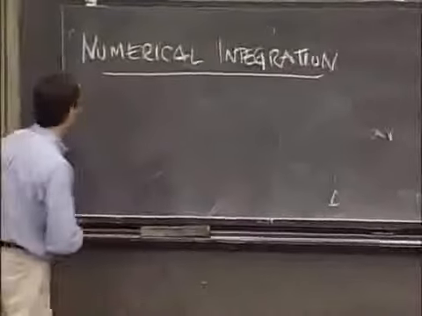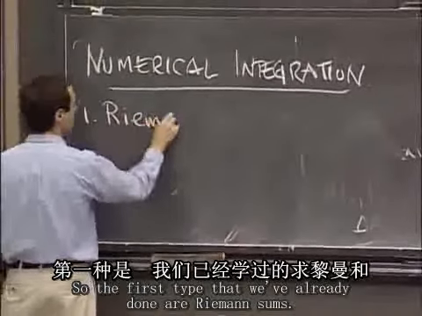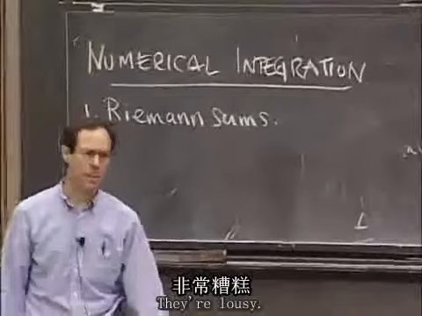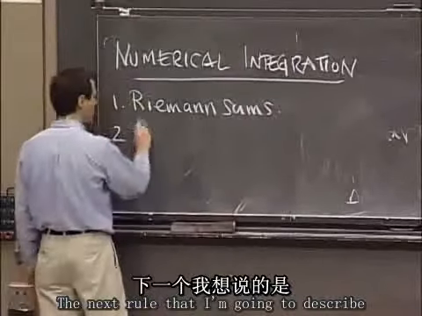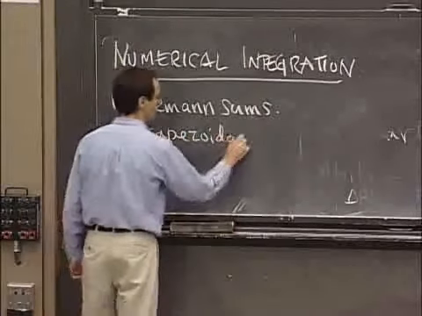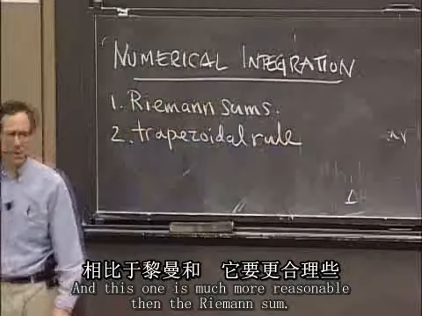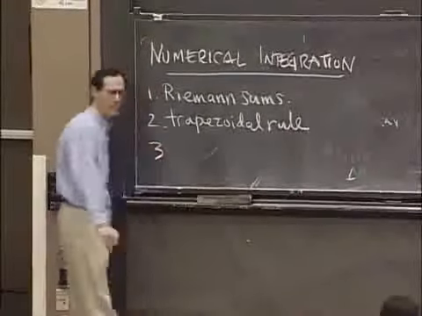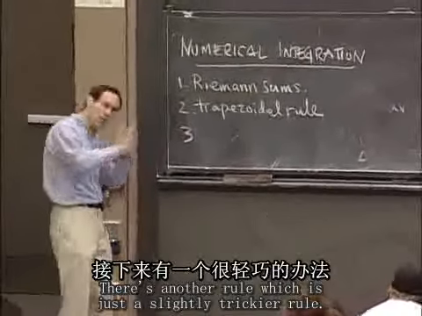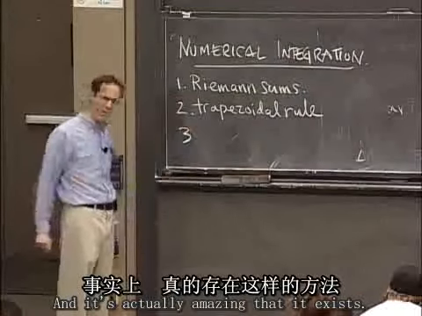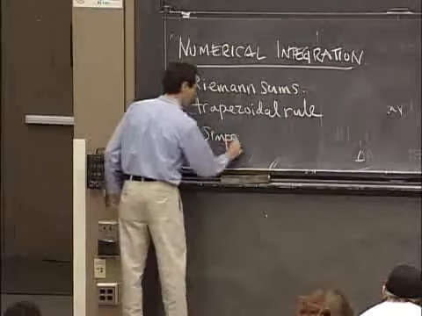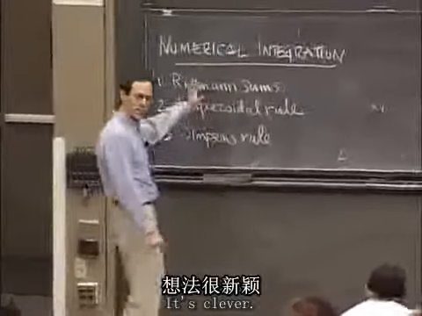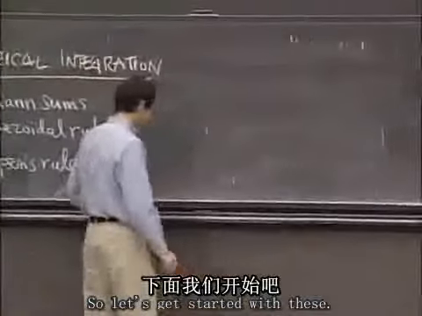So the first type that we've already done are Riemann sums. They turn out to be incredibly inefficient. They're lousy. The next rule that I'm going to describe is a little improvement. It's called the trapezoidal rule. And this one is much more reasonable than the Riemann sum. Unfortunately, it's actually also pretty lousy. There's another rule which is just a slightly trickier rule, and it's actually amazing that it exists. And it's called Simpson's rule. And this one is actually pretty good. It's also clever. So let's get started with these.